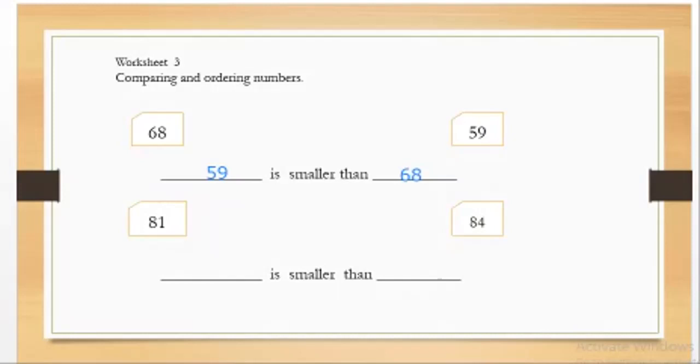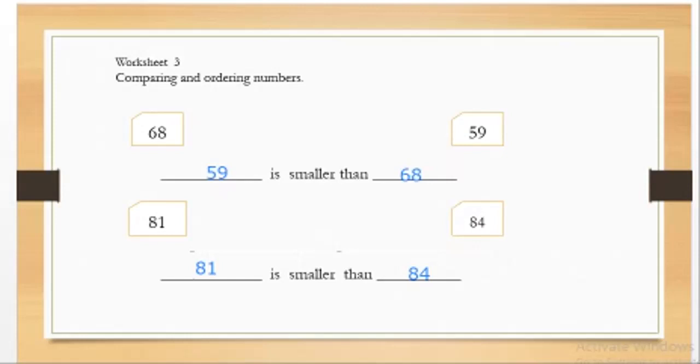81, 84. What is the smaller number? Can you tell me? Yes, I'm sure that all of you can easily solve it. So you are going to put the smaller number over here, that 81 is smaller than 84. Yes, see, that it's very easy. You are just going to look at the number carefully, my students, and then you can solve it.